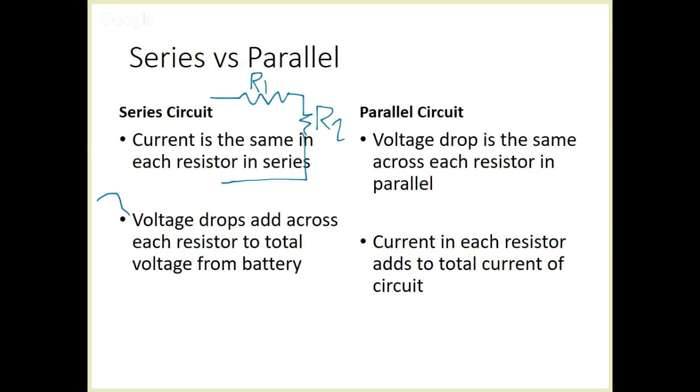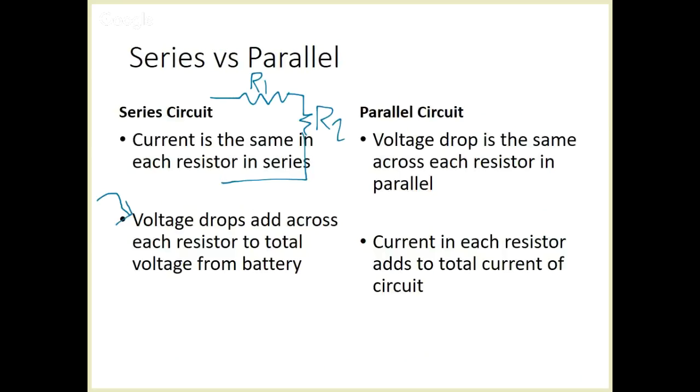Meanwhile, each voltage drop is not necessarily the same. I can shed 3 volts at one resistor and 6 volts at the next one and 19.5 at the next one. All that matters is that the total voltage, when you add it together, is the same as the voltage from the battery. But they do add in series.